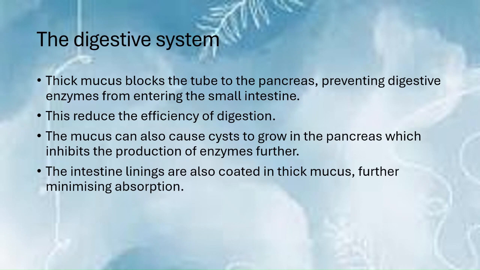How cystic fibrosis affects the digestive system. Thick mucus blocks the tube to the pancreas, preventing digestive enzymes from entering the small intestine. This reduces the efficiency of digestion. The mucus can also cause cysts to grow in the pancreas, which inhibits the production of enzymes further. The intestine linings are also coated in thick mucus, further minimizing absorption. If you know from GCSE, the small intestine has a large surface area which is really important for absorbing the nutrients back into the bloodstream. But because this is covered in thick mucus, this ability to absorb is massively reduced.